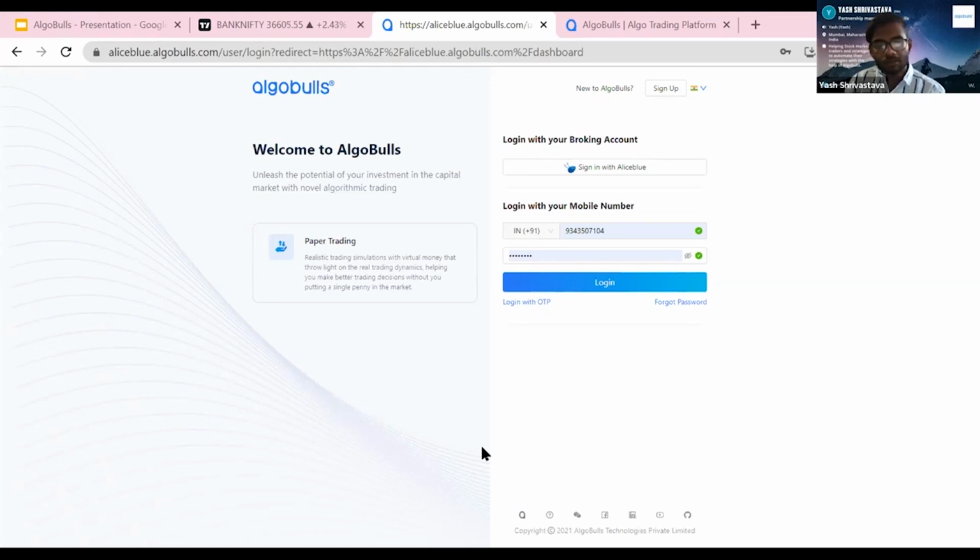Yes, you can use AlgoBulls. Yes, you can use AlgoBulls connected to multiple brokers. But since we are prime partners with Alice Blue, and our APIs are smoothly integrated with Alice Blue, you can directly link your trading account with Alice Blue and start your trading experience and seamlessly integrate it.